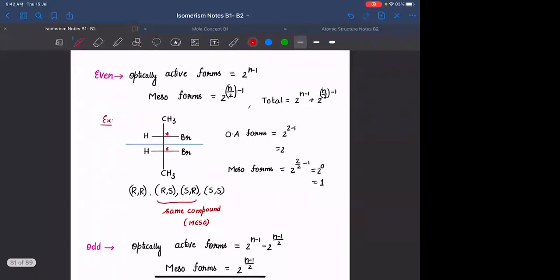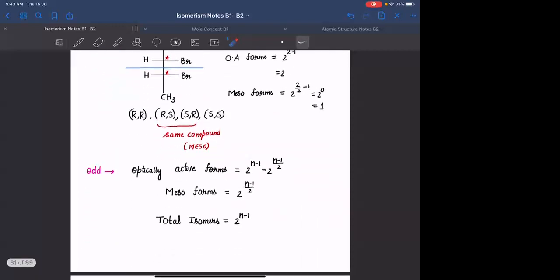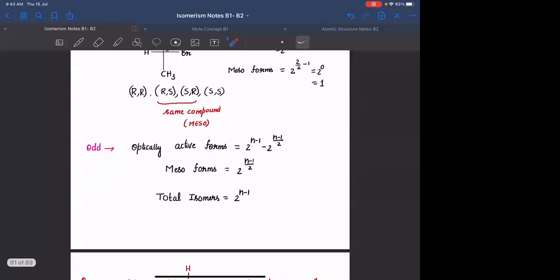Okay, जैसे हमने geometrical isomerism में I have given you 3 geometrical centers. उसमें I have given you a homework to identify which is the mesoform. वैसे आप लोग इसमें भी कर सकते हो. Okay, ठीक है. If it is odd, the number of optically active forms will be 2 power n minus 1 minus 2 power n minus 1 upon 2. Mesoforms are 2 power minus n minus 1 upon 2. So the total will become, ये दोनों cancel हो जाएगा. You will be left with 2 power n minus 1.